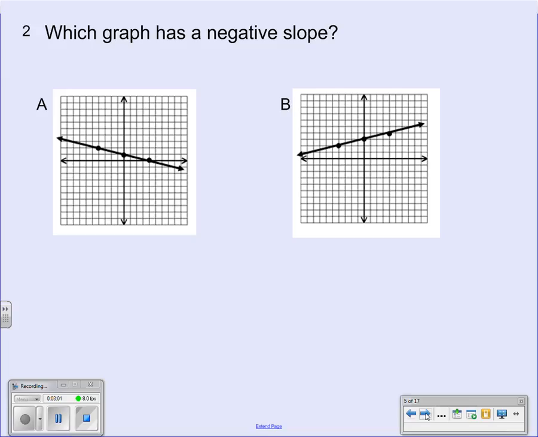Which graph has a negative slope? Again, starting from the leftmost point, I read this as going down, so this is decreasing. B, starting at the leftmost point, goes up, it is increasing. So the slope is how it changes, and this negative means going in a downward direction. So A, again, is the correct answer. It has a negative slope.